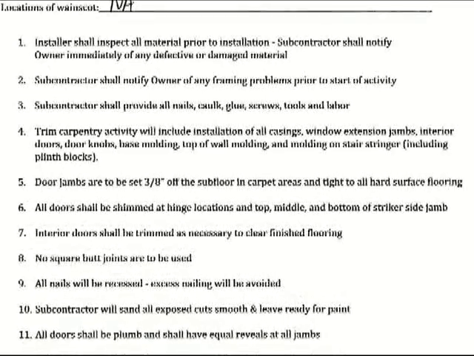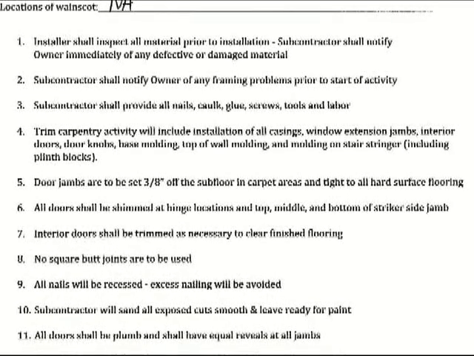Okay, item number 2, we want the trim carpenter to let us know right away if he sees any framing issues. Let's say a rough opening for an interior door. If it's the wrong size, we want to get that fixed right away, so we want to know about it. Item number 3 here basically just tells the trim carpenter all the things that he's providing, from tools to shims to glue and nails. All those he's going to provide, we're providing the actual trim material.